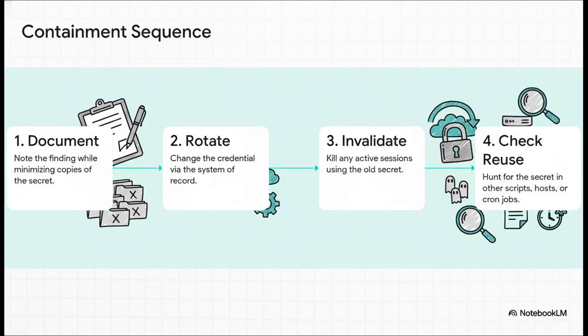This slide lays out the sequence. First, you document your finding, but be really careful not to copy that secret all over the place. Second, you use the proper system, your cloud provider, your password manager, whatever it is, to rotate the credential. Third, you invalidate any active sessions. And finally, you go hunting to see if that same secret was reused anywhere else.